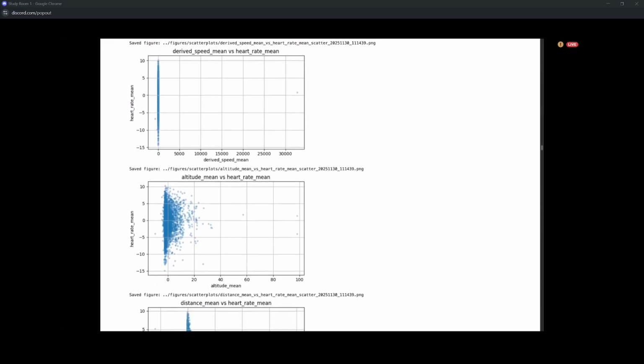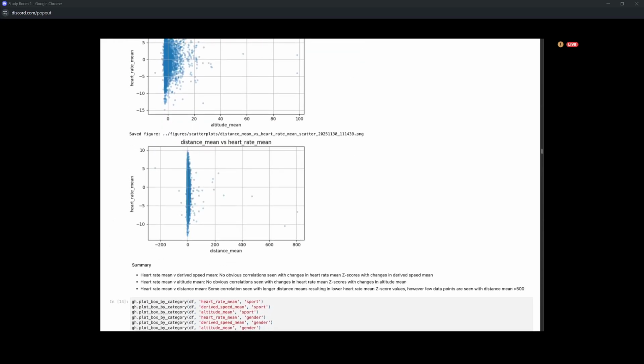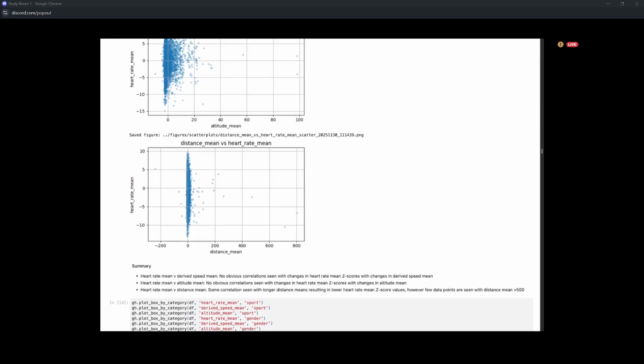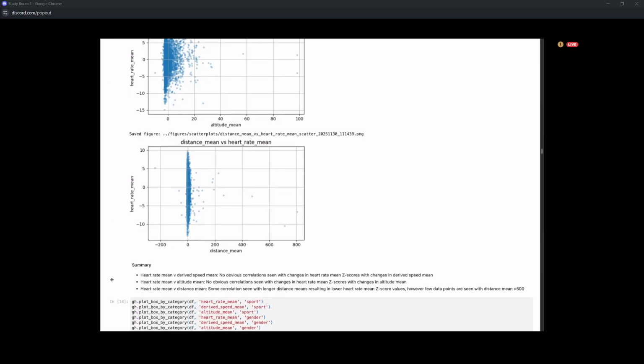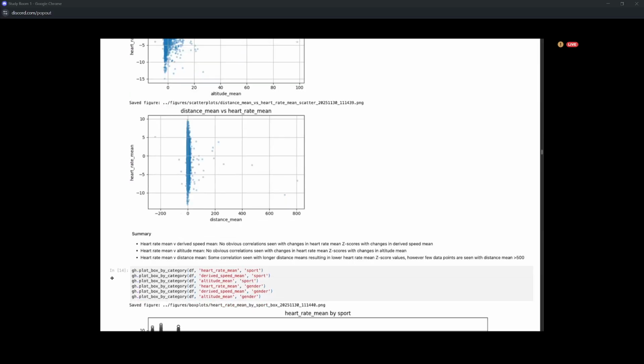With this set of data, we started to see a more negative correlation with some of the more extreme higher values of distance mean, ranging from 200 to 800. We see that as the distance increases, the heart rate mean decreases, but there's really just not enough data points to make a full conclusion on this. And then the majority of the data doesn't seem to have any correlation.